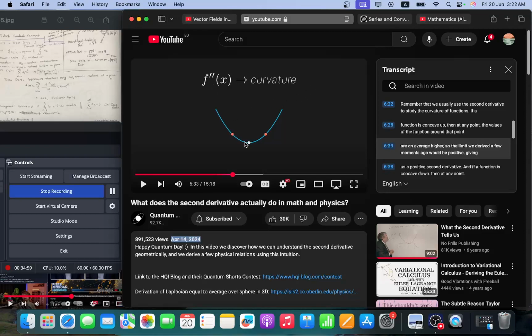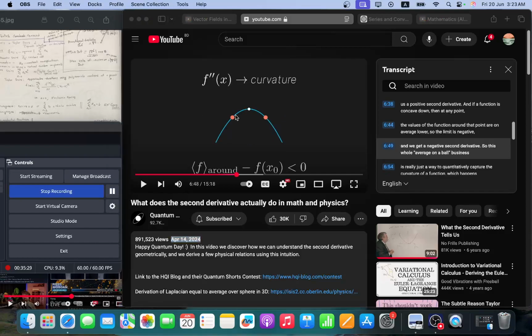do with curvature. As you can see, these two points around the main f of x naught are higher and should on average be bigger than this one, and as a result it shows curvature in this regard. If the difference, the average minus this one, is higher than 0, then the curvature is concave up, is the idea. And also concave down otherwise, and I think I'm going to read from here.